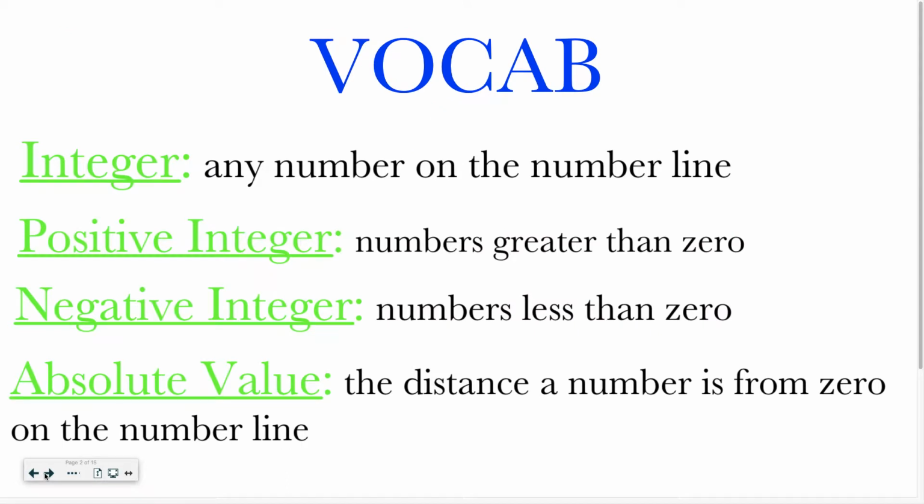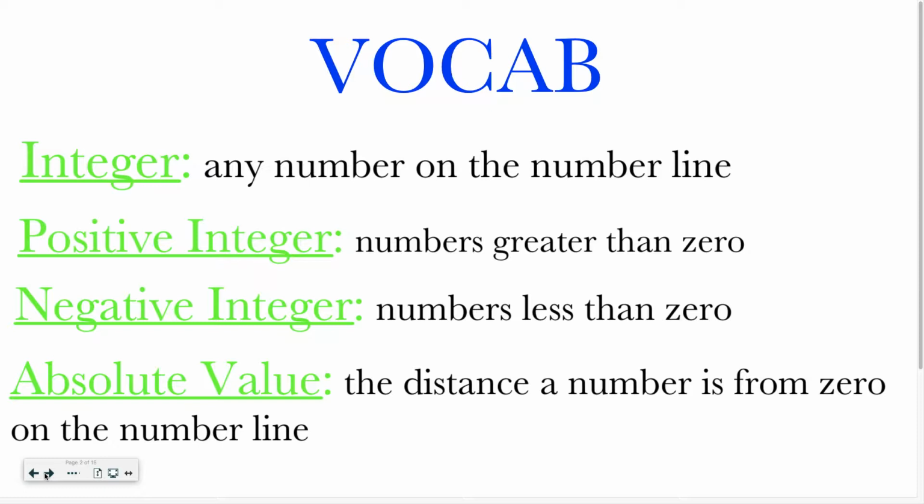So an integer is any number on the number line. That does not include any of those decimals or fractions. It's only those whole numbers, but it can be positive or negative, okay? Positive integers are any numbers greater than 0, and a negative integer is any number that's less than 0. Integers are kind of like the counting numbers if you include the negatives, okay?